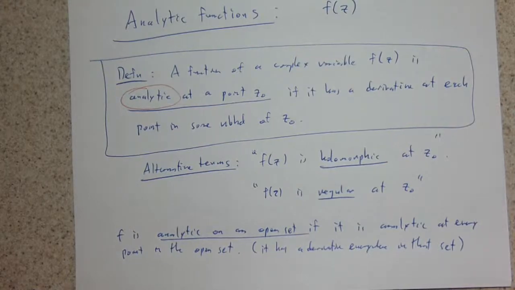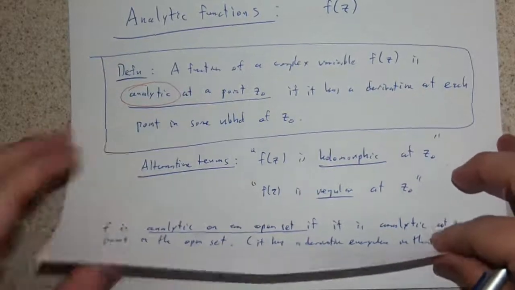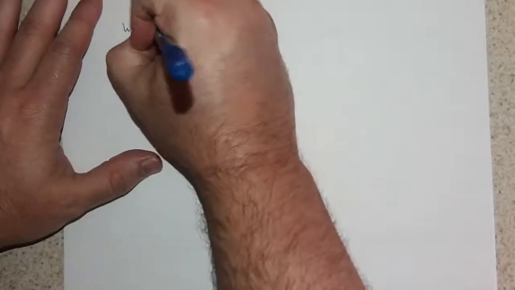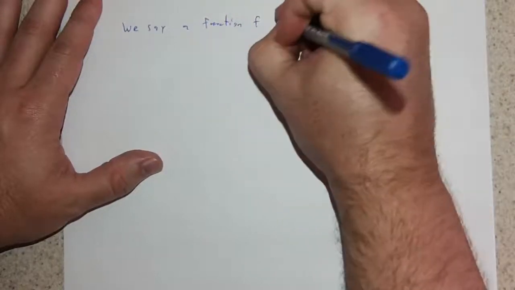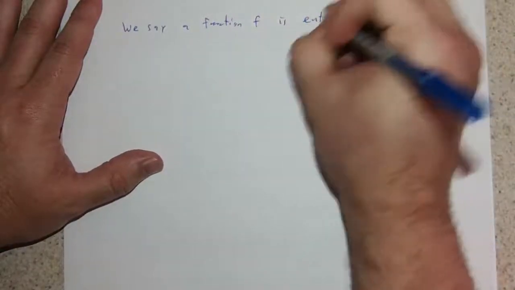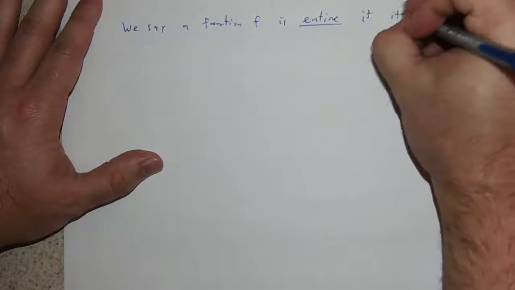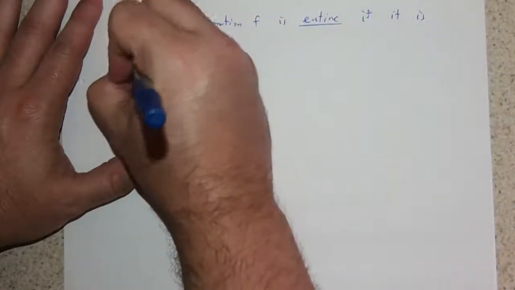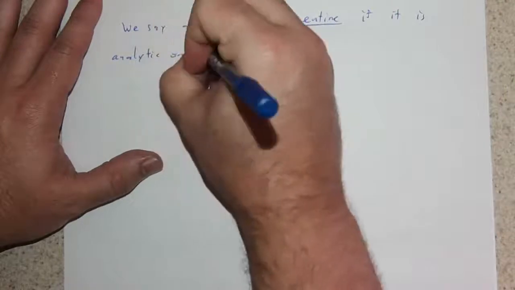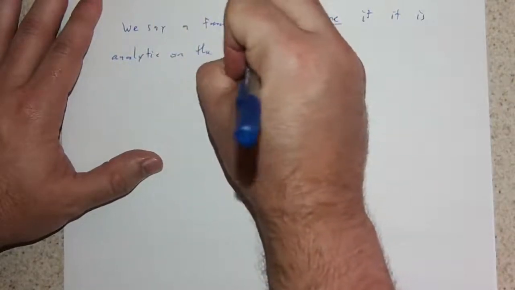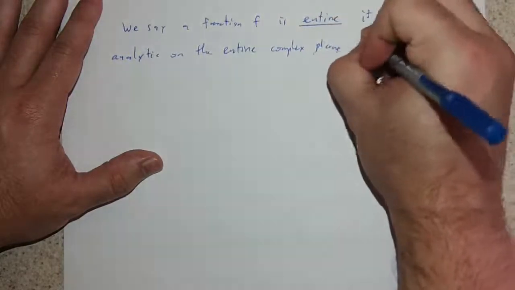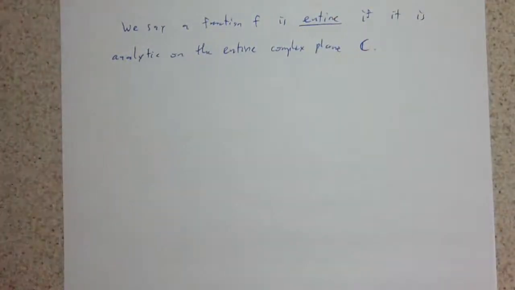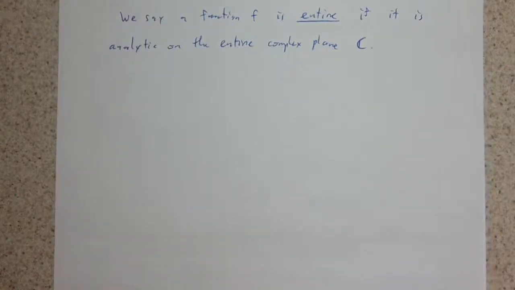Okay. I'm going to give a couple more terms, and then that'll be that. So we say a function f is entire if it is analytic on the entire complex plane. Okay, this is the notion of an entire function.